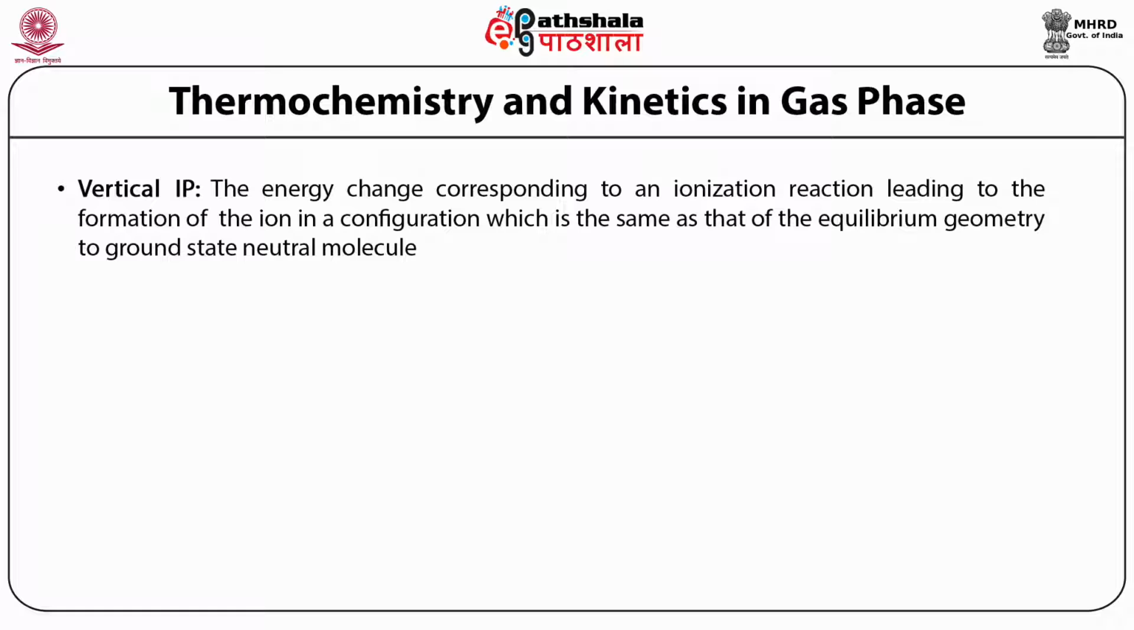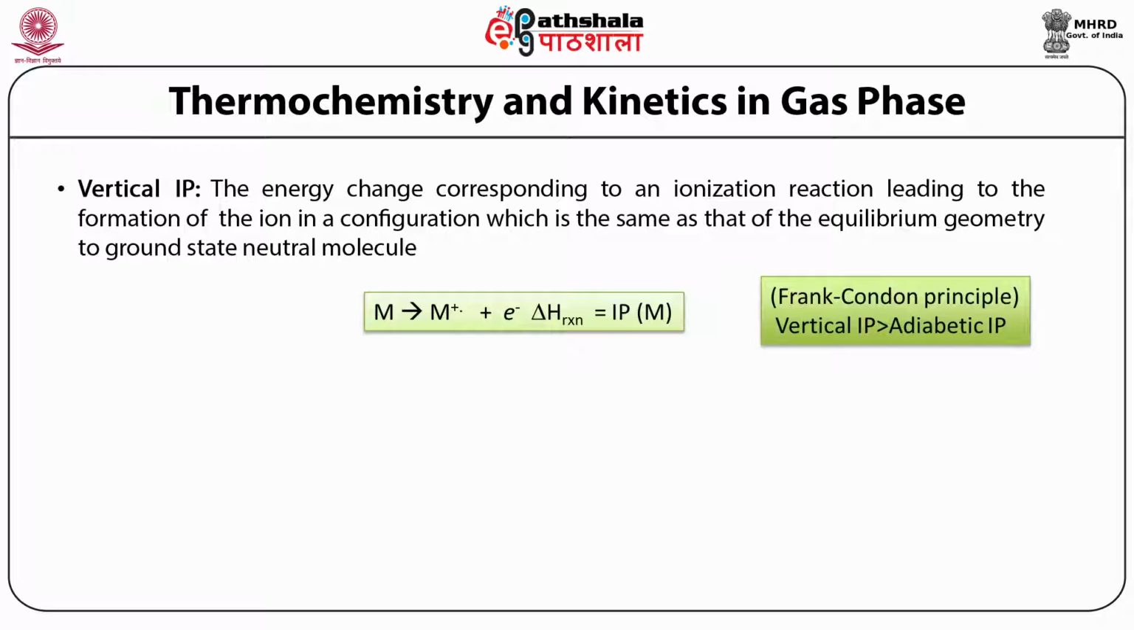The vertical IP is another one, in which the energy change corresponds to an ionization reaction leading to the formation of the ion in a configuration which is the same as that of the equilibrium geometry of the ground state neutral molecule. In this case, in the ground state, a molecule is getting converted to its ion without any change in its equilibrium geometry. So in this kind of reaction, the Franck-Condon principle applies, where vertical IP plays a more predominant role than adiabatic IP.